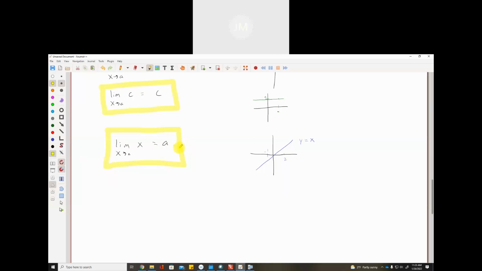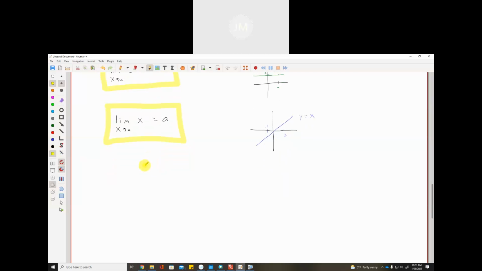Okay, now there's two different categories that limit laws fall into. One is finding the limits of certain functions, which is what we did here. And then there's combining together functions, which is what we're going to do next. So now I'm going to look at what happens as I take the limit as x approaches a of two functions added together.